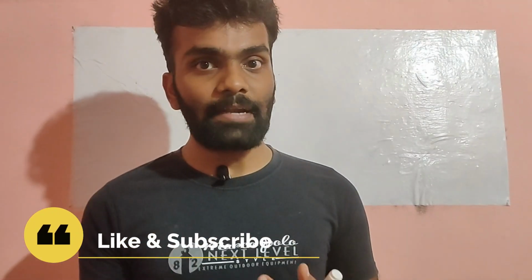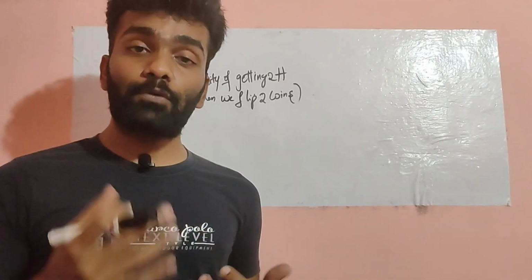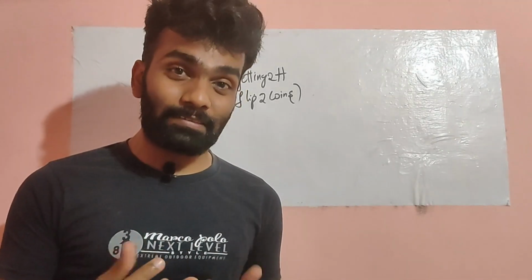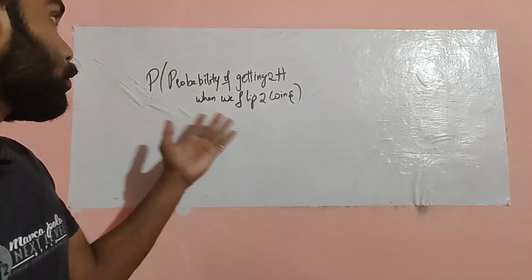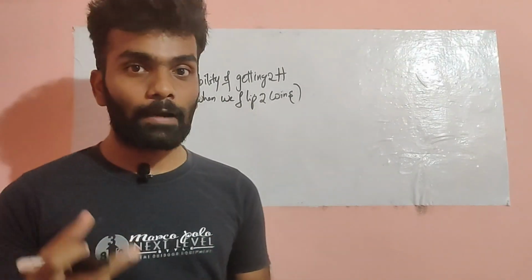When we flip two coins, the required outcome is two heads, right? That's the probability we require when we flip two coins. So in that situation, how will you represent that? If you don't know how to represent that event, you will generally write the probability of getting two heads when you flip two coins.